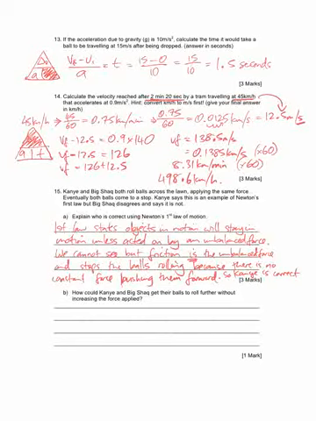How could Kanye and Big Shaq get their balls to roll further without increasing the force applied? They could roll on a smoother surface, so less friction, less of a force pulling them back, or they could reduce the ball's weight. You only need to give one reason for this because it's only 1 mark.